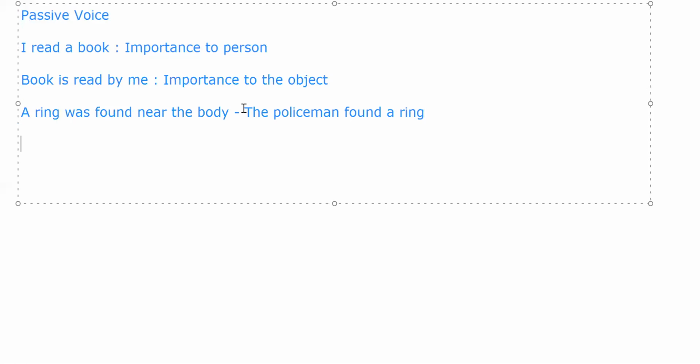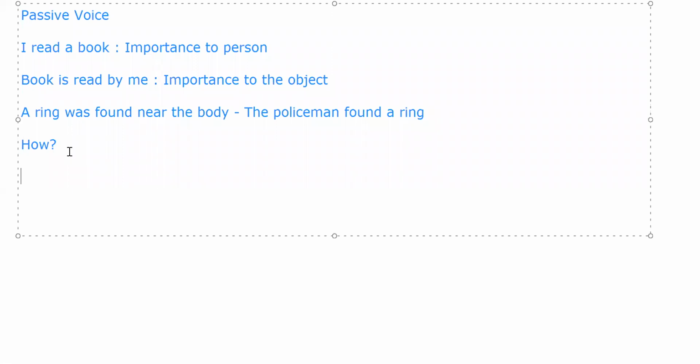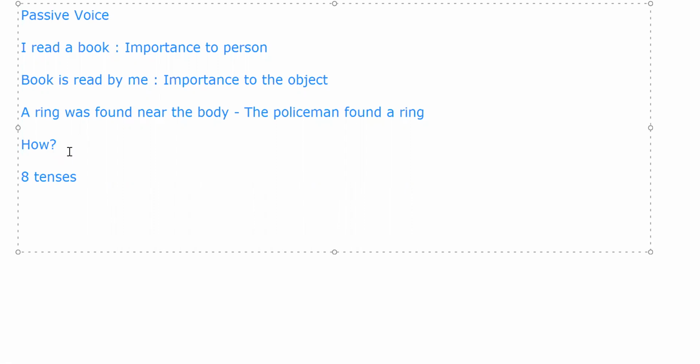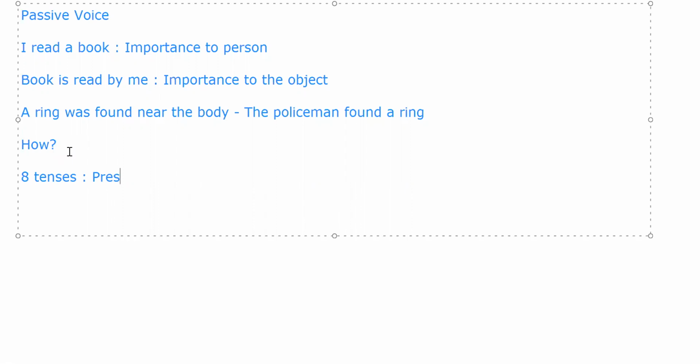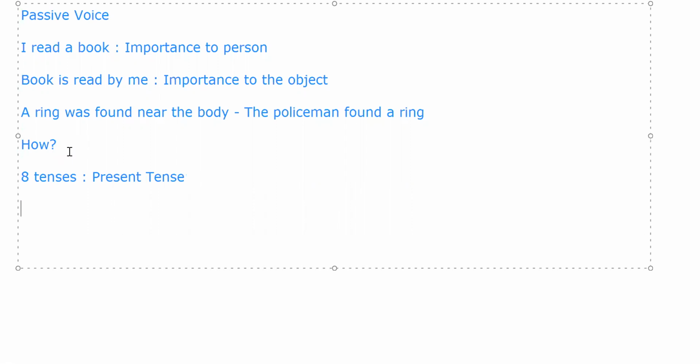Now how will we convert active voice to passive voice? That is the point now. So we'll learn converting active into passive voice. Majorly there are 8 tenses which we will be converting into the passive voice. The first one is the present tense, and that too the simple present. Let's look into it.